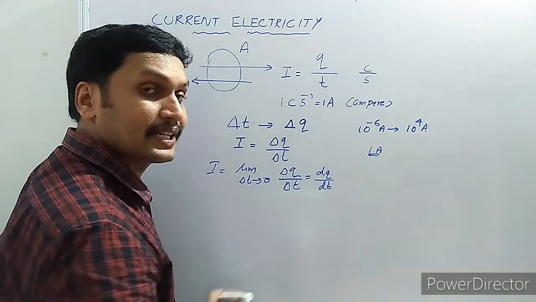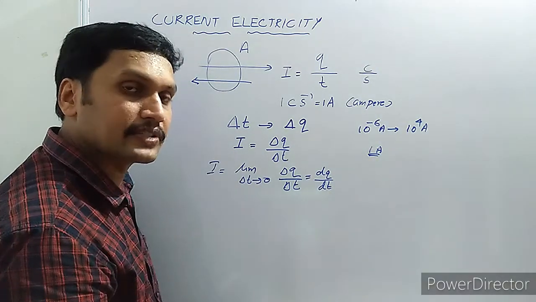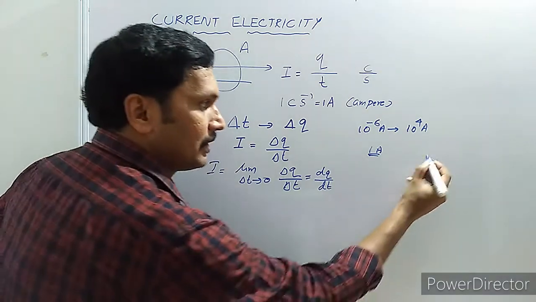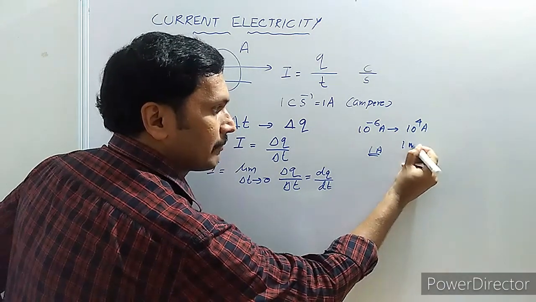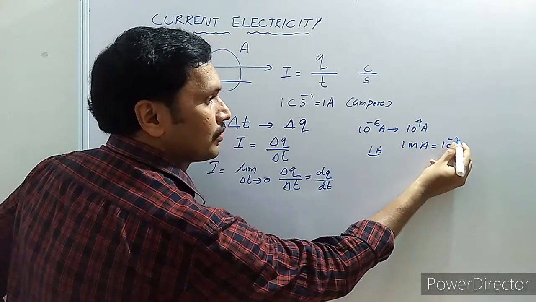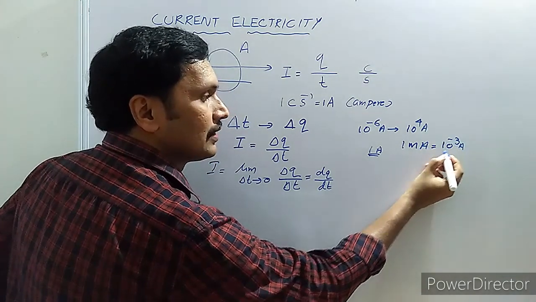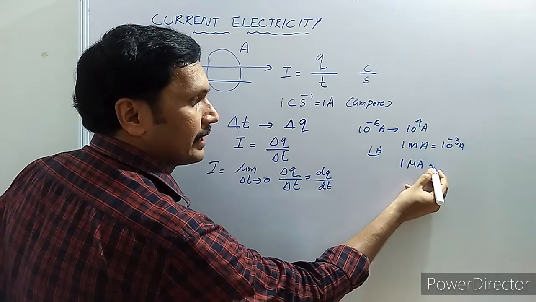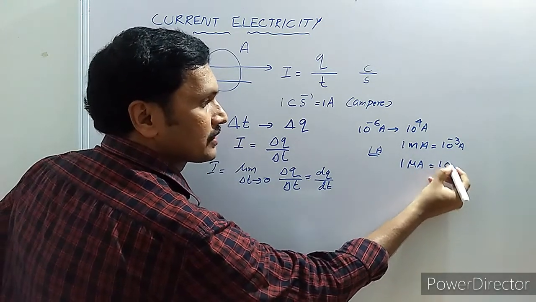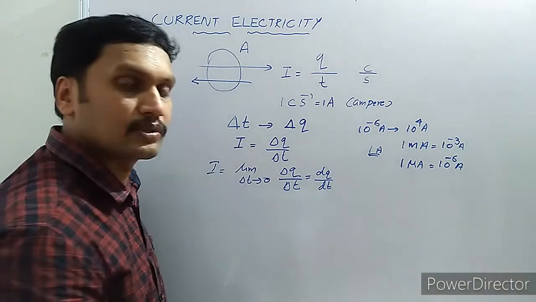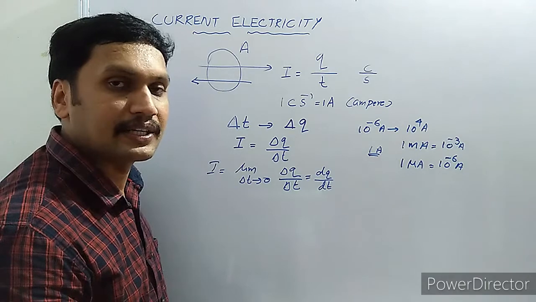So, to measure a very large current and a very small current, we have some other practical units. For example, milliampere. 1 milliampere is equal to 10 raised to minus 3 ampere. Like that, we have microampere. 1 microampere is equal to 10 raised to minus 6 ampere. Such smaller units can also be used for the measurement of electric current.